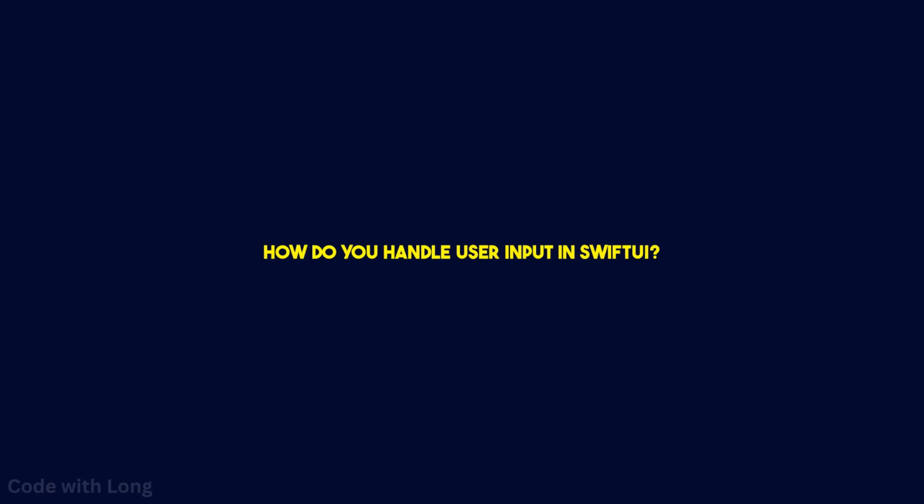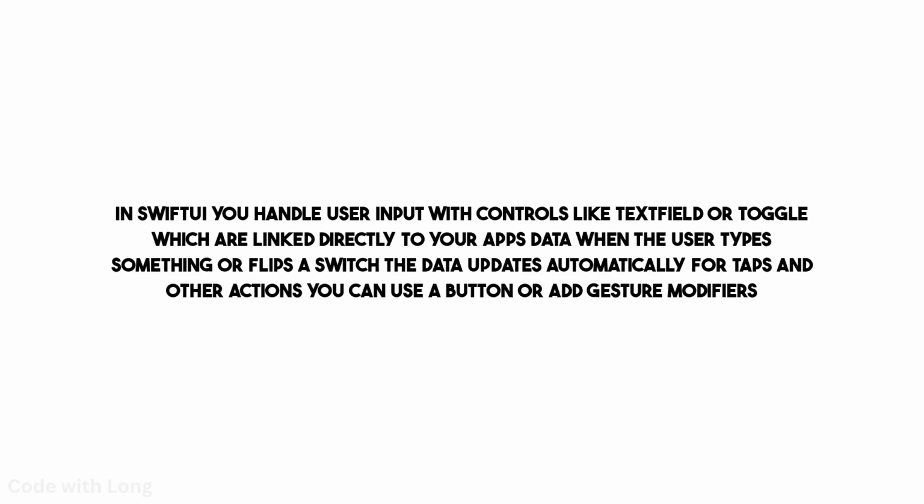How do you handle user input in SwiftUI? In SwiftUI, you handle user input with controls like TextField or Toggle, which are linked directly to your app's data. When the user types something or flips a switch, the data updates automatically. For taps and other actions, you can use a Button or gesture modifiers.